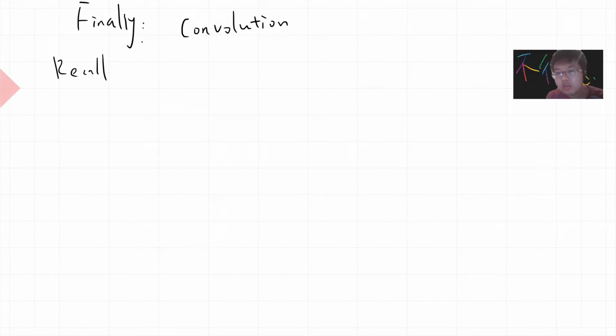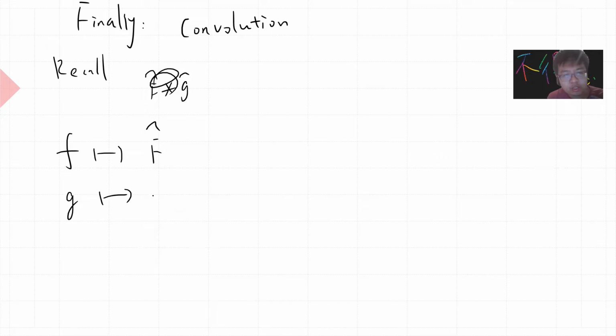Okay. So finally, I want to describe the so-called convolution. Let me recall the usual Fourier analysis. You can prove that when you convolve with g hat. Let me just write it down. You take two functions f and g, and get their Fourier transforms f hat and g hat. You can easily show that if you take f convolved with g and then do the Fourier transform, it becomes f hat times g hat.